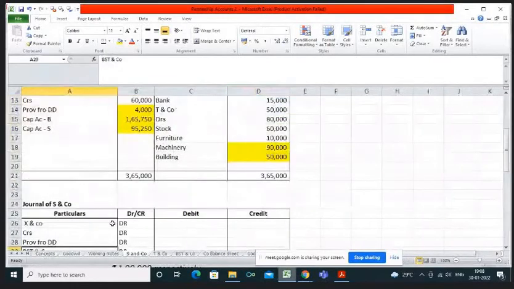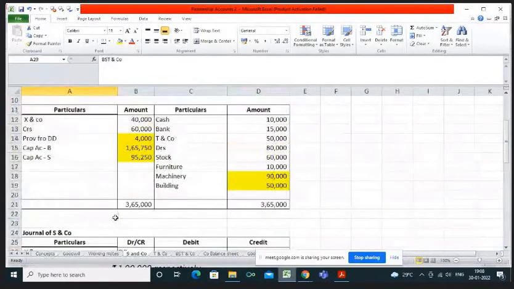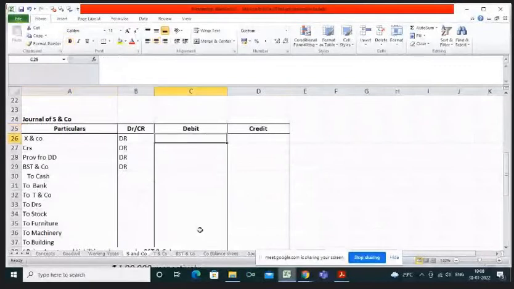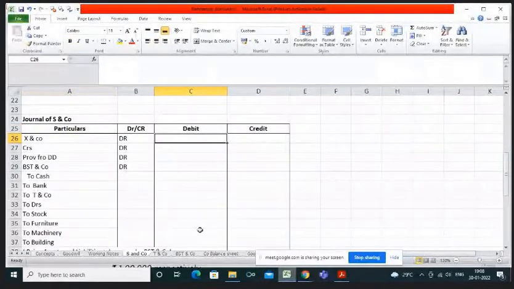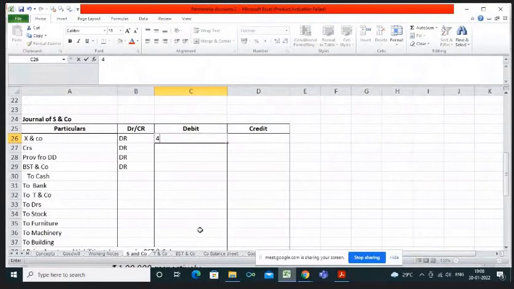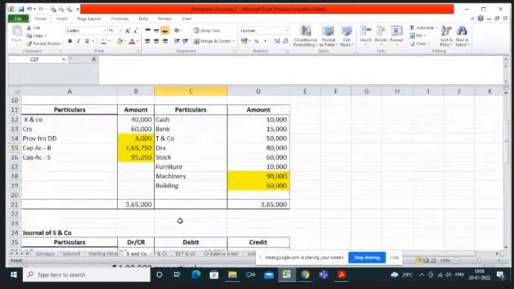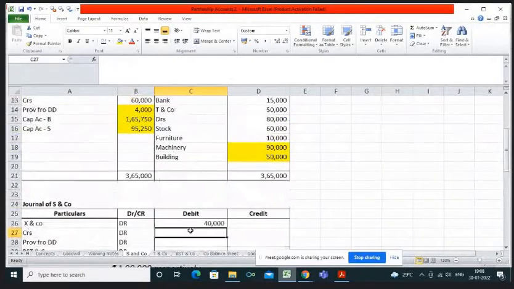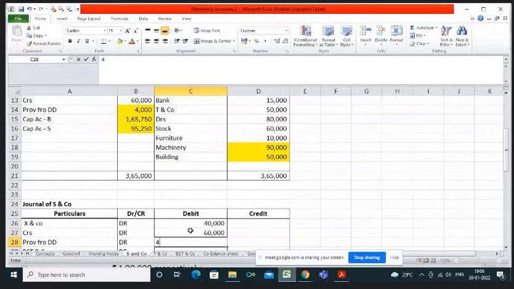So first I am starting with the liabilities, X and Co. So in the journal of S and Co, I have this format. I first debit X and Co, how much? S and Co debtor 40,000. And then the second liability is creditors, 60,000. And then provision for doubtful debts 4,000.